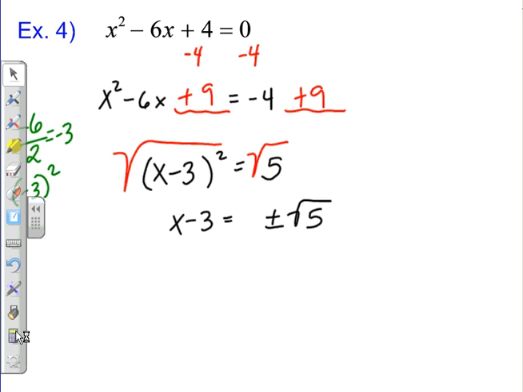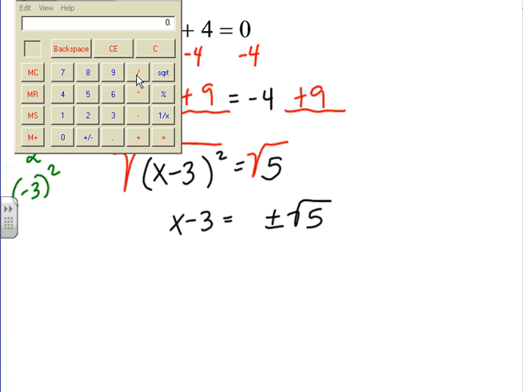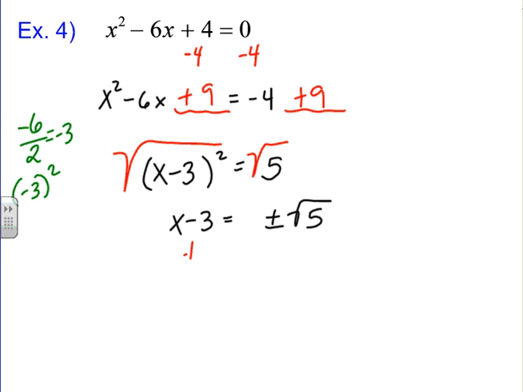So let me grab my handy dandy calculator here to show you. If I take the square root of 5, I'm going to get 2.23 with a long number going on and on. So this is the number I'm going to add or subtract from this other number that I get here. So I'm going to add 3 to both sides. I'm going to find out that x equals 3 plus or minus the square root of 5. It is perfectly acceptable to leave your answer in radical form just like this.